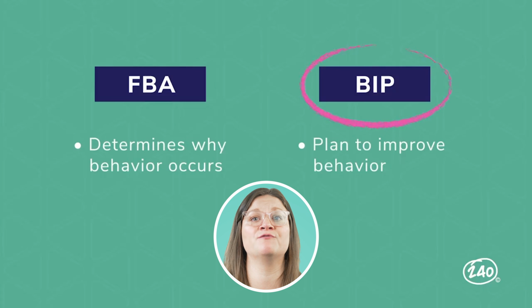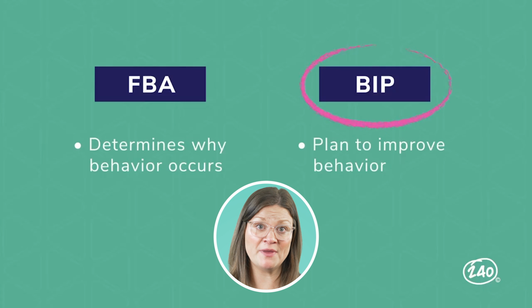BIP is short for Behavior Intervention Plan. A BIP is a formal written plan to address and improve student behavior. It defines the undesired behavior, describes why it is occurring, and outlines a plan to use strategies and supports to help. So remember, an FBA determines why a behavior occurs, and a BIP is a plan created to improve the behavior.